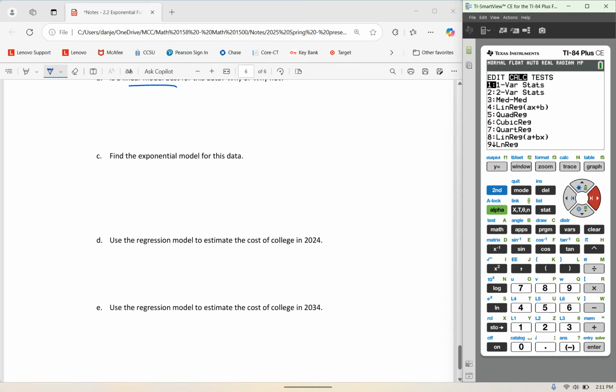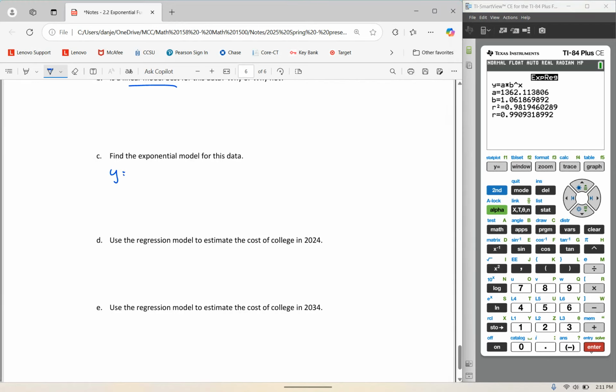Stat, calc. In my video on linear regression, we went to number 4 for linear regression. For quadratic regression, we would go to number 5. If I was doing a cubic or quartic regression, I would use 6 or 7. Number 8 is a linear regression, the form that we use for statistics. I'm going to go down to number 0, the exponential regression. I'm also going to store that, alpha F4, in Y1. Calc, edit, and here's my regression equation.